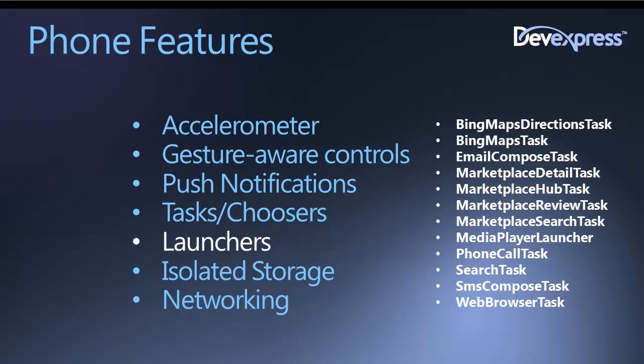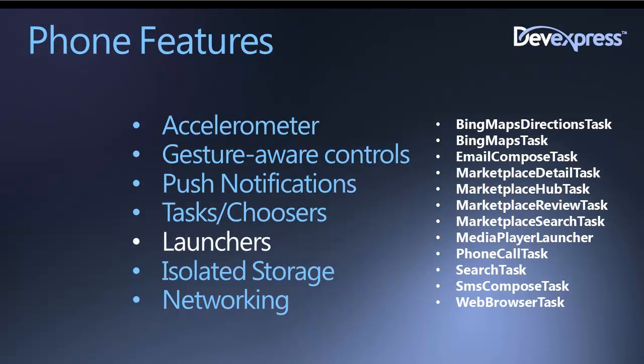You can compose an email. There's several launchers that deal with the marketplace, so you have the ability to perhaps pull up one of the hubs in the marketplace, or you can pull up details about a specific app. If you pass in the app ID, you can pull up the review page for a specific app. You can search for specific criteria within the marketplace.